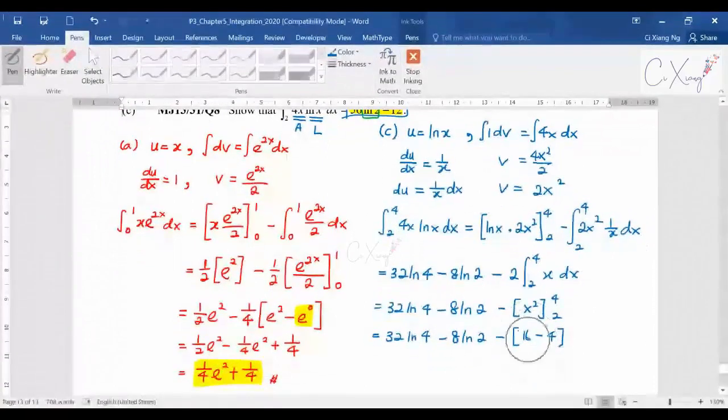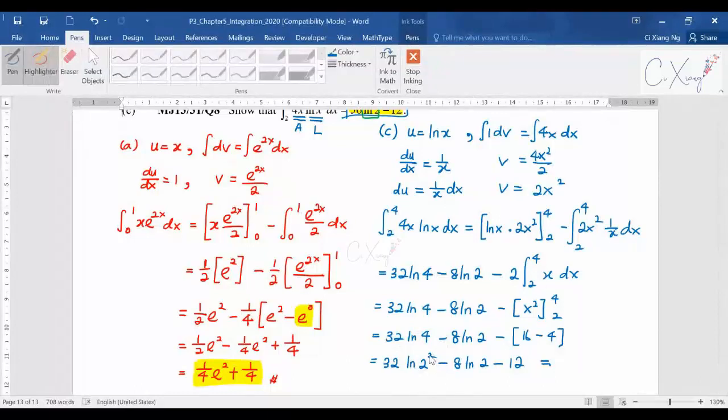The answer is there. For this part now, I need to combine these two to become only something with ln 2. So what I want to do now is change 32 ln 4, I'll make it as 2 squared. Minus 8 ln 2 minus 12. The square in the 2 squared, you can pull in front of the ln to make it a constant. So when you pull the 2 in front, it becomes 64. So you have 64 ln 2 minus 8 ln 2 minus 12. If you treat ln 2 as an apple, you have 64 apples minus 8 apples. How many apples do you have? You will have 56 apples. So 56 ln 2 minus 12, which is the answer that they want you to show.